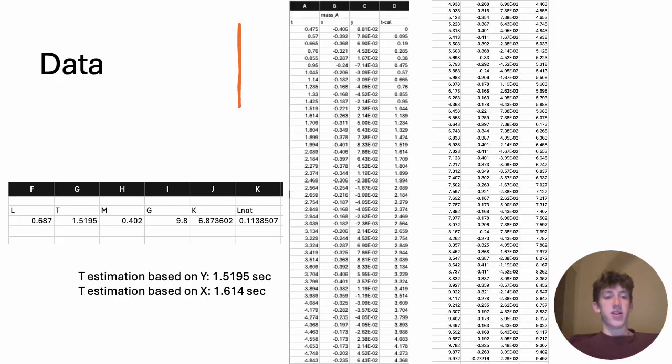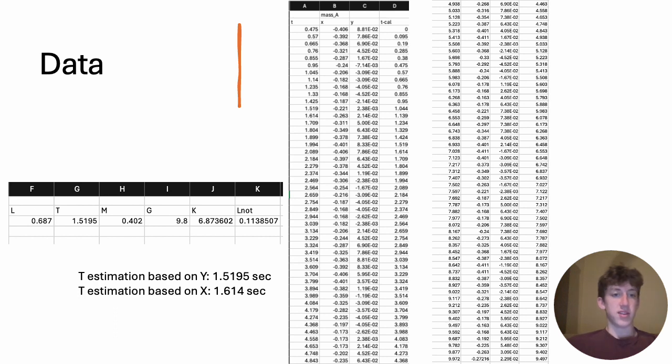This is the data gathered off Tracker for 95 timestamps in the lab, based on the time for the x and y coordinates of the mass. On the left is the period calculated based on the formula for the oscillation period of a spring, and based on the Tracker we get the oscillation time based on y is 1.95 seconds, and based on x is 1.614 seconds, which is really close.